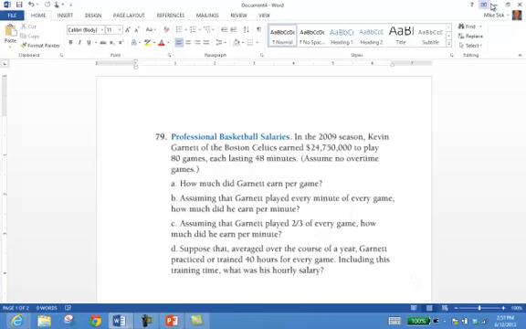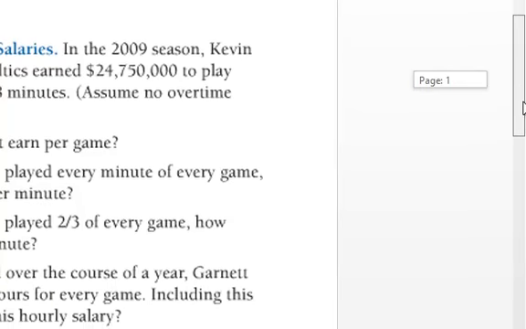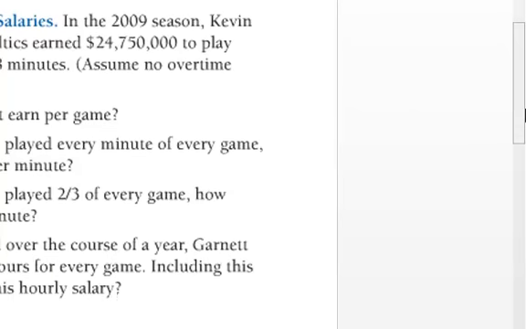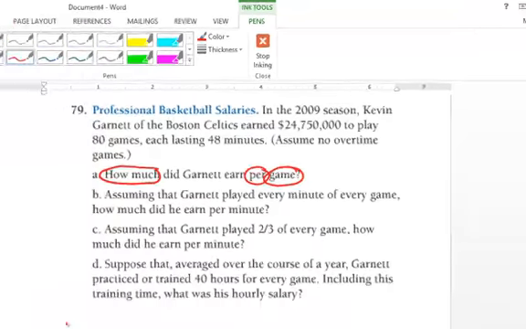In the 2009 season, Kevin Garnett of the Boston Celtics earned $24,750,000 to play 80 games, each lasting 48 minutes. And the first question that's asked here, which should be relatively simple: how much did he earn per game? So I've got how much, the word per, and the word game. Well, how much in our country we talk about is dollars.